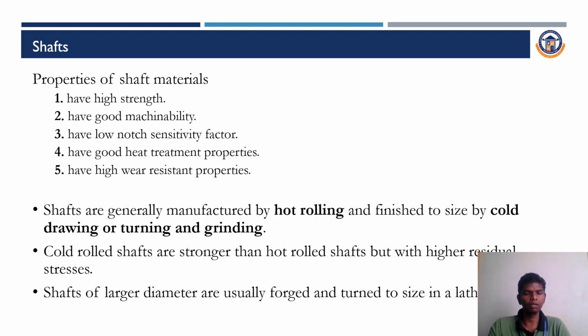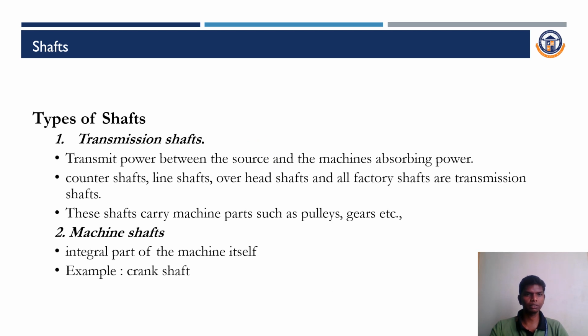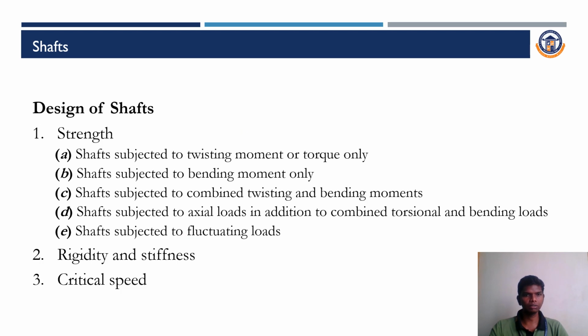Properties of a shaft: it should have high strength, machinability, good heat treatment, and wear resistance. These are the properties we must have in the shaft. Types of shaft are the transmission shaft and the machine shaft. The design of a shaft considers strength and rigidity or stiffness, and the critical speed of the shaft.